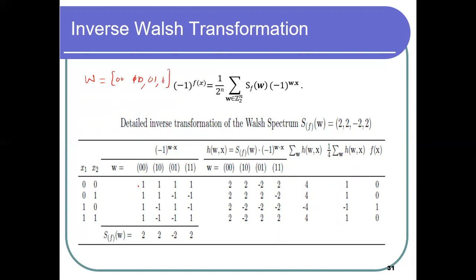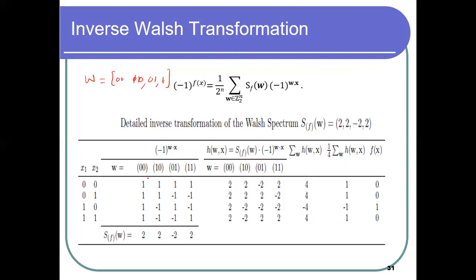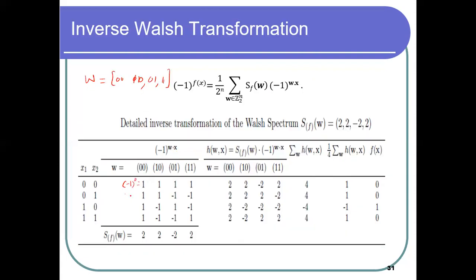So I just take minus 1 to the power w times x. So w times x is what? If you can see this one, this is the input of w times x. So this is minus 1 times w times x. So minus 1 times 0 is 1. If you can see these are 0, so I take minus 1 to the power 0, minus 1 to the power 0, then minus 1 to the power 0. I just take all this as 1.